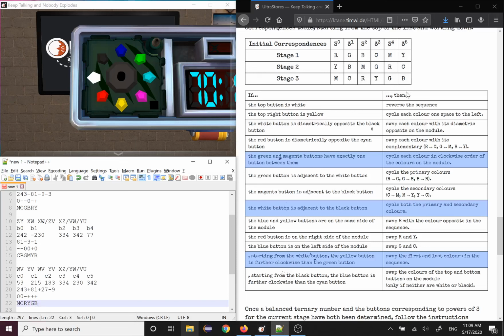And so we do have the cycle each color in clockwise order of the colors of the module rule in this case. So we'll be applying that. Magenta goes to yellow, that is the next one. Cyan goes to magenta. Red goes to blue because skipping white and black. Yellow goes to red. Green goes to cyan. And blue goes to green. Cycle both primary and secondary. So what this rule means, cycle both primary and secondary, means apply both of these.